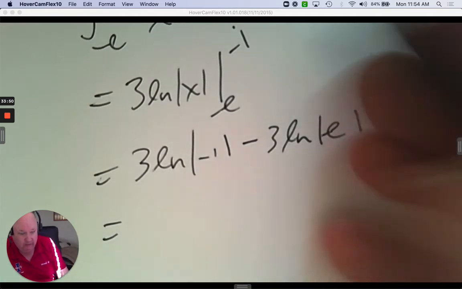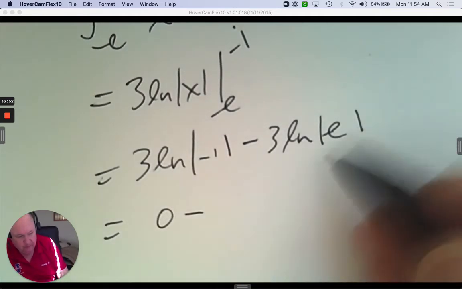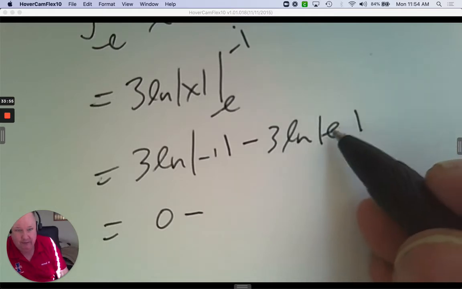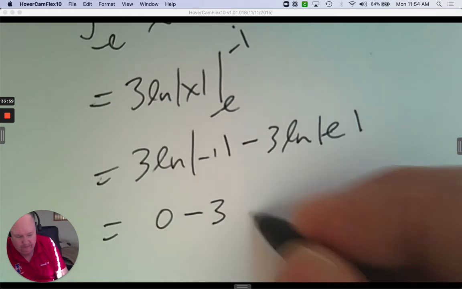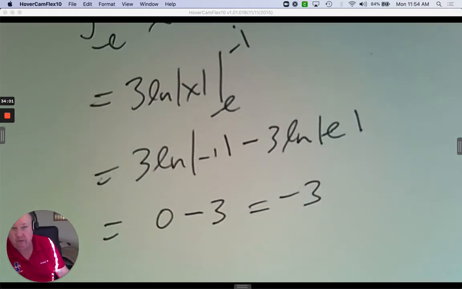So ln 1 is 0, so this is just 0. Ln of the absolute value of negative e is ln e, which is 1. So this is just 3 times 1. If you simplify it, the answer would just be negative 3.